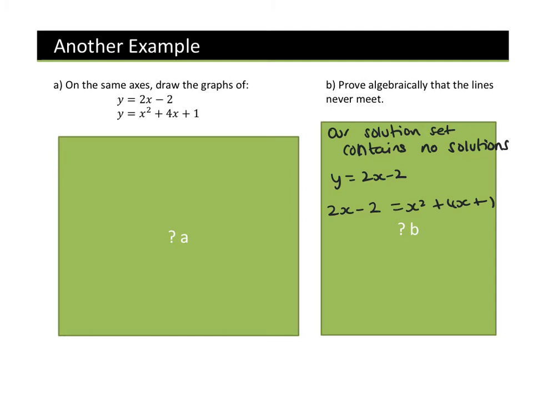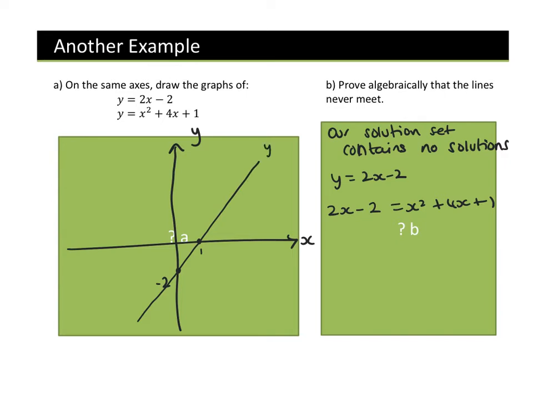For this one now, if we drew the graph, I'm actually going to sketch the graph for you, but I'm going to do the sketch as accurate as I can. So here we go. We have x and y. 2x minus 2 crosses at minus 2. And for every one along, we go up 2, because of my gradient, so it's going to go here. This is my line, y equals 2x minus 2.